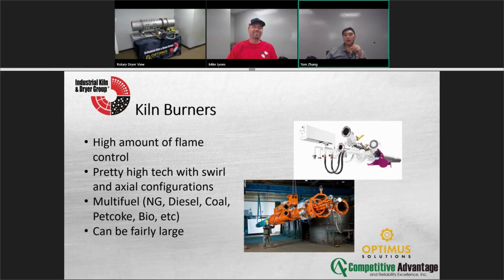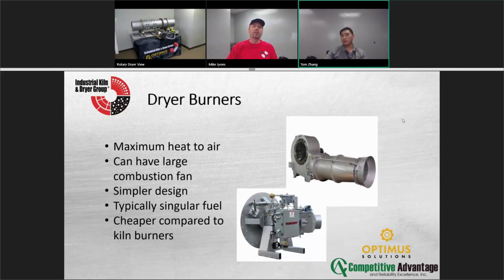Okay. So for multi-fuel systems, you've got natural gas, diesel, coal, pet coke, etc. These tend to be fairly large, fairly complicated, and relatively expensive. Whereas on a dryer, kilns, think radiation, how that affects the bed, how that affects the heat transfer into the material due to the chemical reaction. On the dryer, your main goal is to get the heat into the air.